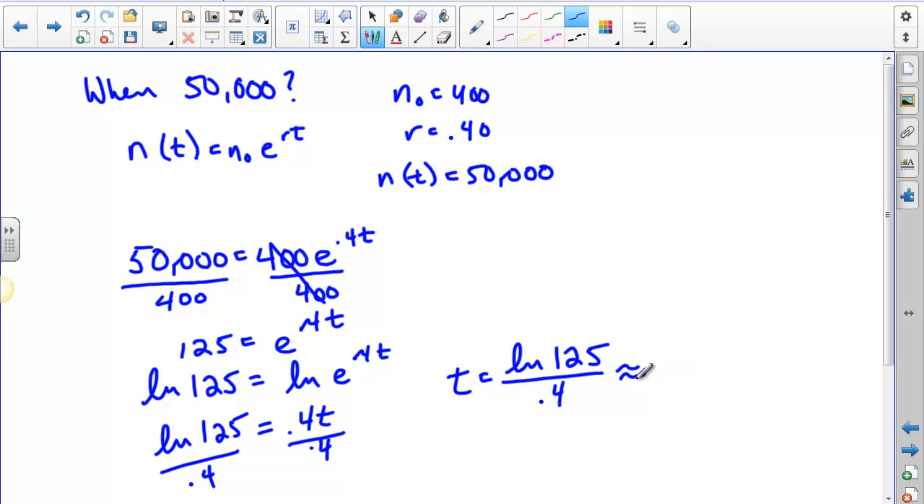But when I plug it into my calculator, I get 12.07. And so it's going to take us 12.07 days, or a little over 12 days, for this bacteria population to get to 50,000. Big thing, don't use decimals here so that we can get an exact answer. If we round a number here, and then plug it into our calculator and round again, this is going to be off by a little bit.